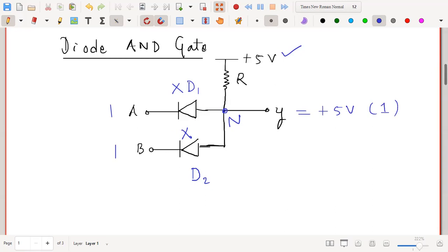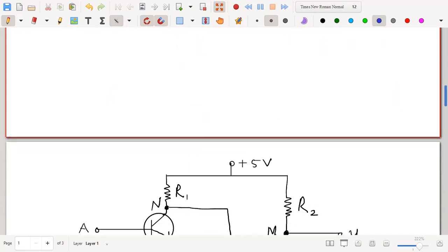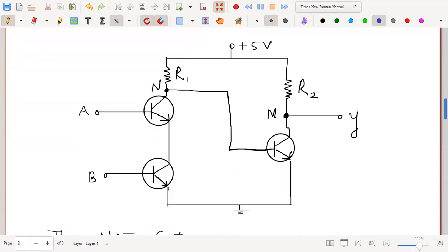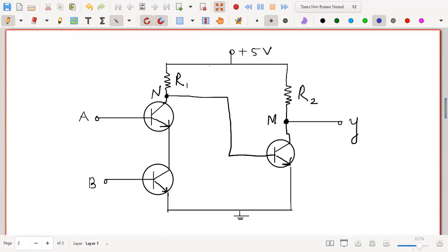So let us now go forward and try to design an AND gate with the help of a transistor. I'm just going to the next slide. Here we go. So let us see this diagram carefully. I'm going to name these transistors. Let me call these transistors Q1, Q2, and the last one Q3.